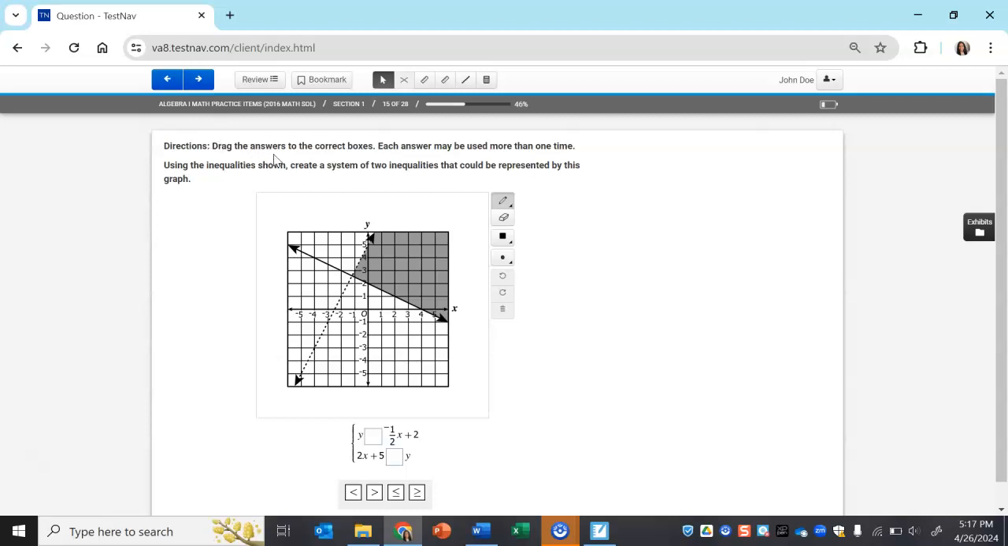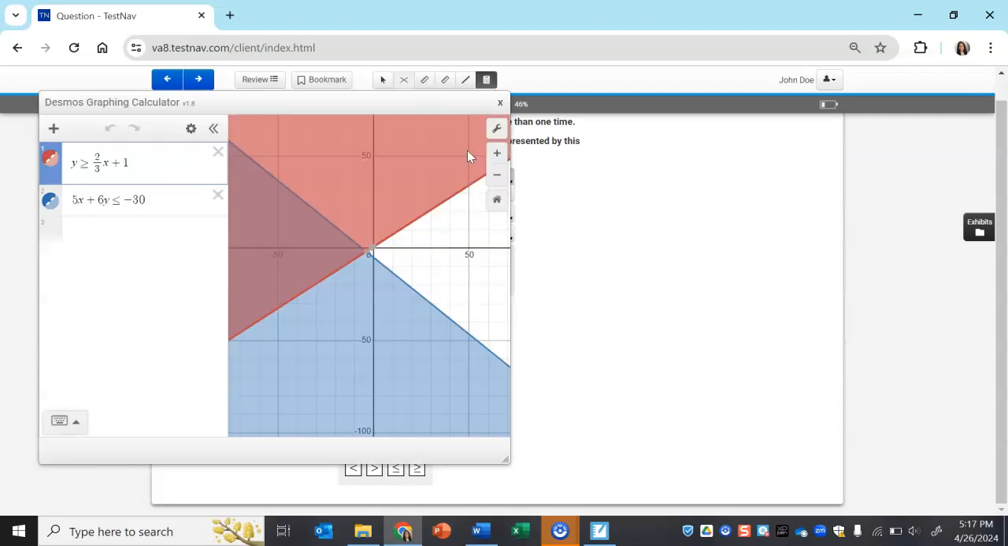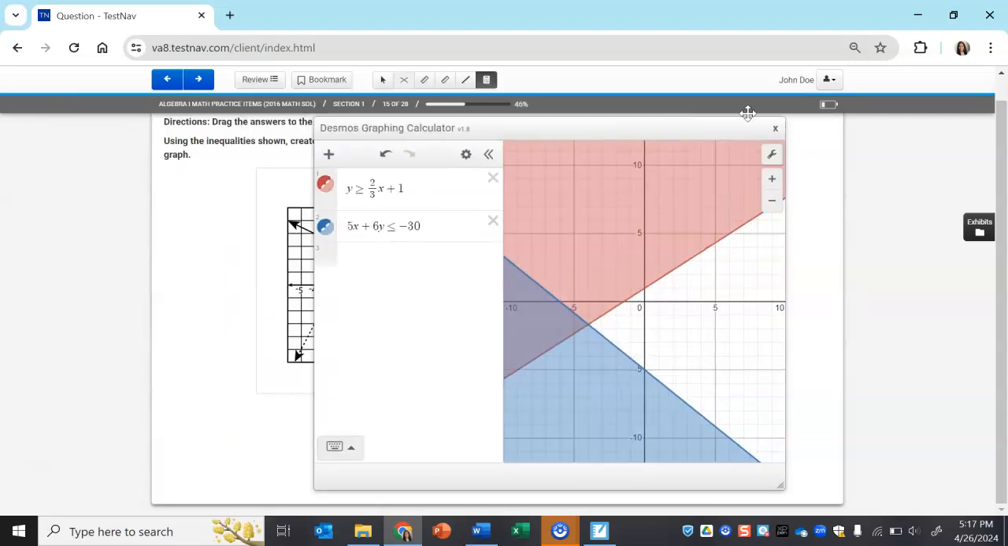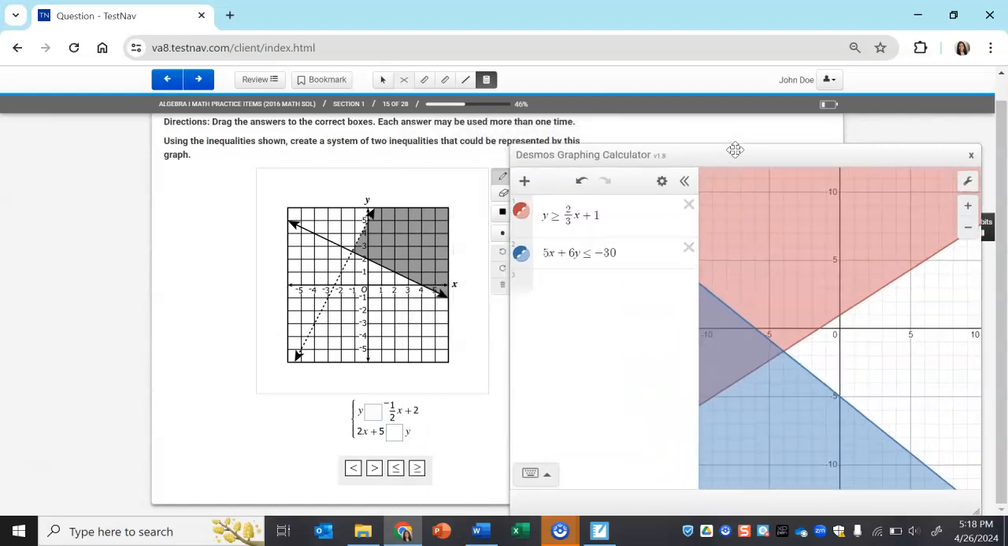All right, drag the answer to the correct boxes. Each answer may be used more than one time. All right, using the inequalities shown, so I need to go ahead and drag these and create a system of two linear inequalities that could be represented by this graph. All right, so this one may take some time, we need to just investigate, I guess, that's the word. All right, let's go ahead and see which graph will match.